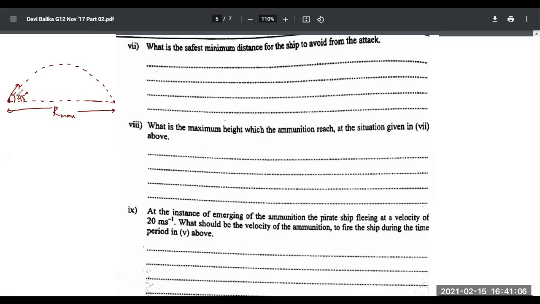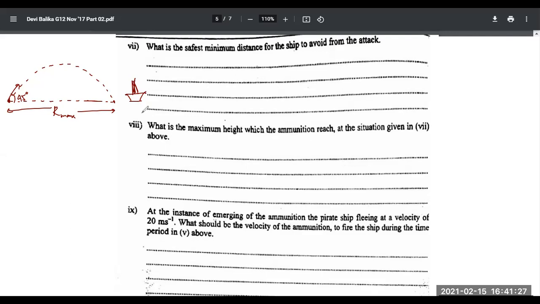So the cannon can fire within this range. This is the maximum range. It can control the range by changing the angle, but it can't fire above that. It can't fire more than this. This is the maximum range. All right. So if the ship is outside that firing range of the cannon, then the ship is safe.